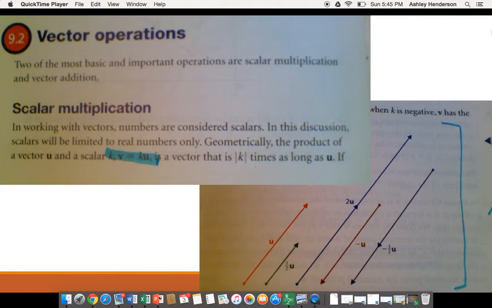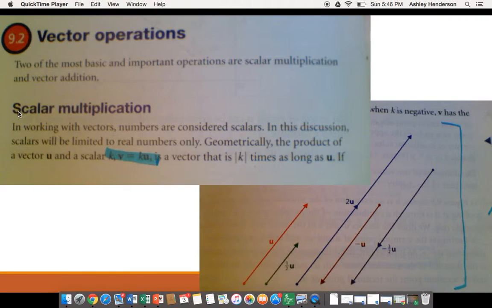9.2 is operations on vectors. Operations on vectors, we're talking about adding, subtracting, multiplying, dividing. Here we're basically going to be looking at scaling up a vector, so making it longer, shorter, or changing its direction to be the opposite direction. And then we're going to be looking at adding and subtracting using some different models.